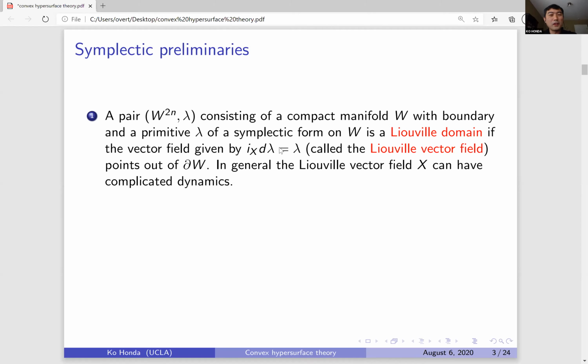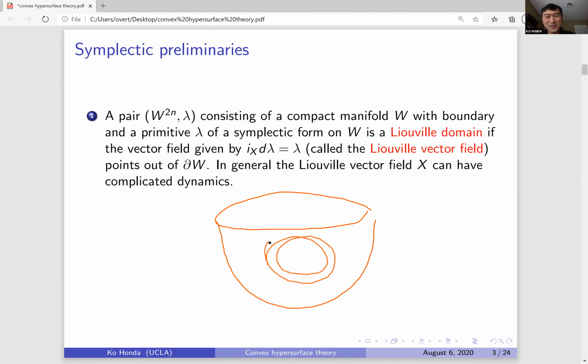One of the most interesting things is the behavior of this Liouville vector field, or maybe slightly more precisely, what the Liouville vector field does up to homotopy. A Liouville domain could be pretty complicated. I'm going to schematically draw them, and the dynamical behavior can be pretty complicated. In particular, you can have things that look like Cantor sets. The set of orbits can look like Cantor sets.